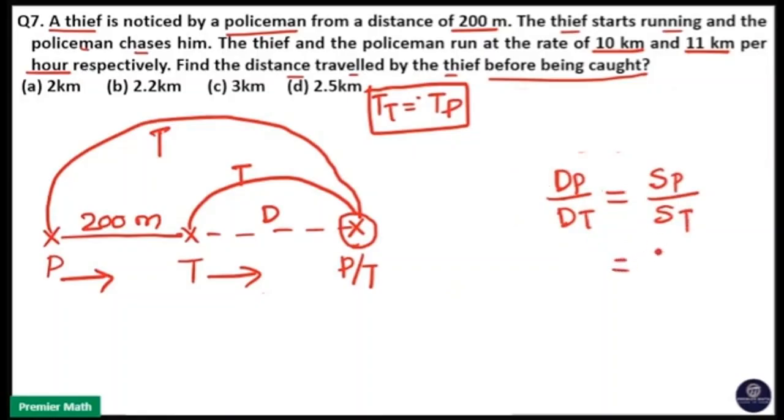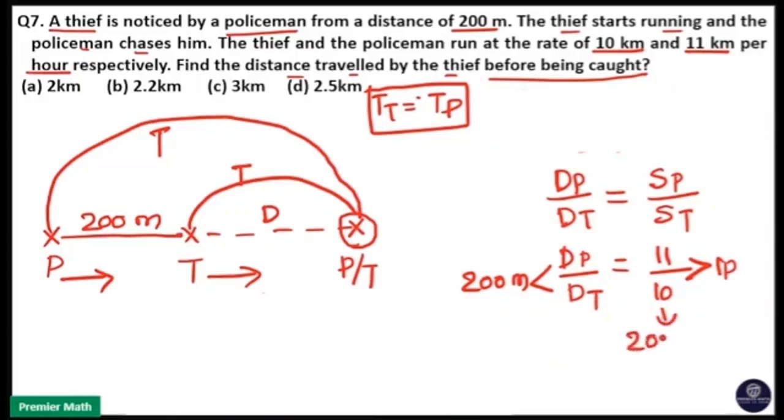Here you already know speed of police is 11 km per hour and speed of thief is 10 km per hour. That means distance taken by police divided by distance taken by thief is same as 11 by 10. Here difference between 11 part and 10 part is 1 part, and difference between distance taken by police and distance taken by thief is 200 meter. Here you can see 1 part is same as 200 meter. So distance traveled by thief is 10 parts. So 10 part is equal to 200 into 10, that is 2000 meter. Your answer is option A, 2 km.